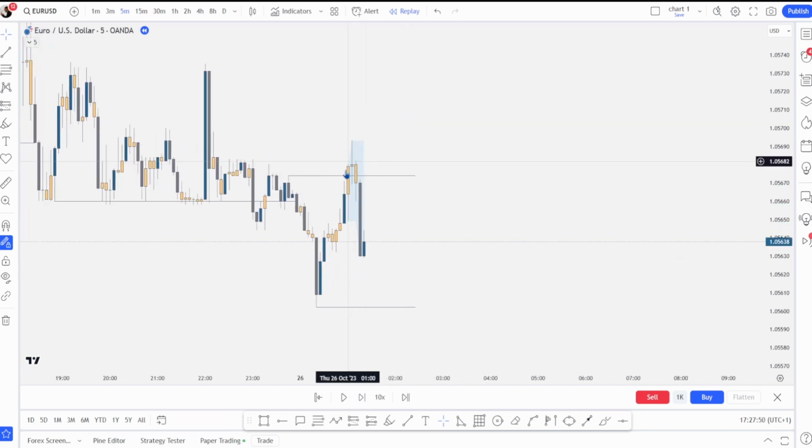Now in this case, we have closed outside of this high. Now notice one point that I gave you prior to starting this was one of the main points that you may not see this system working very consistently, and that is during Asia. We are within the Asian session now. This does not mean that it won't play out and work, but we will see from here.